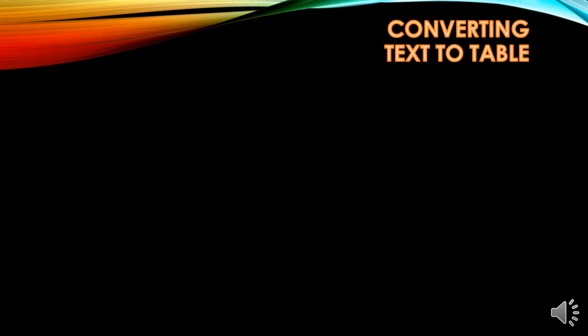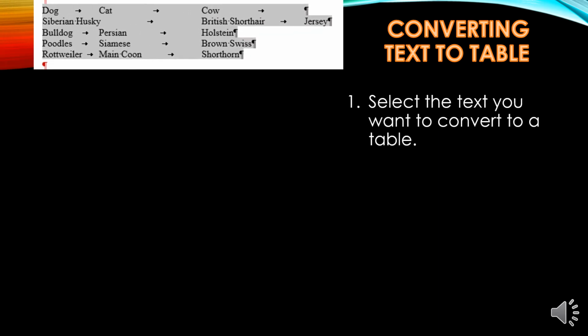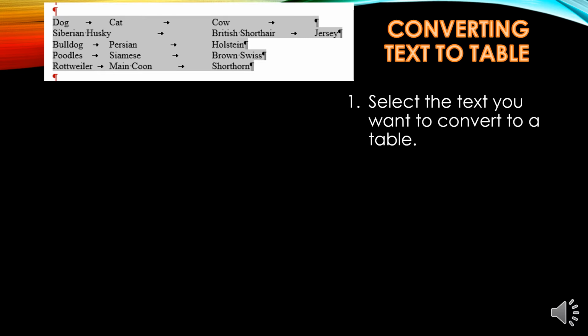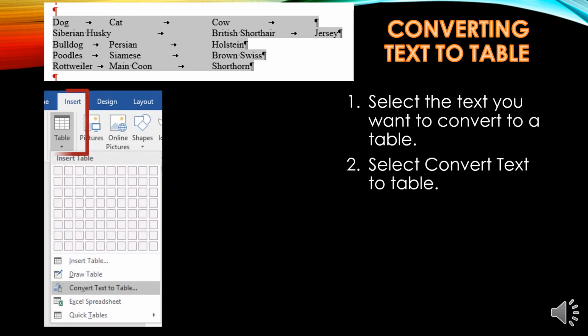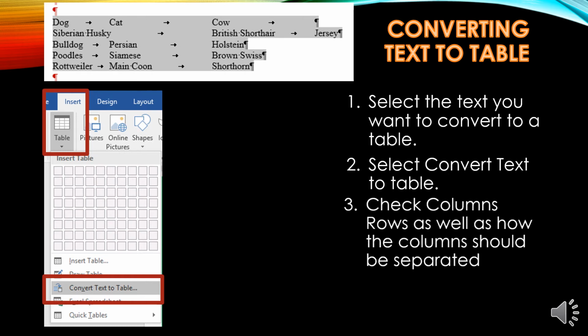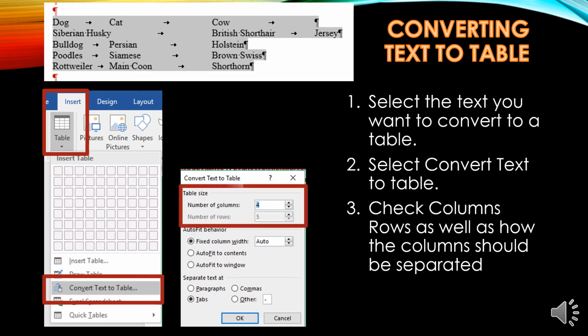Converting text to table. When you have a series of text that you want to put into a table, select the text you want to convert to a table. Select Convert to Table. Make sure you do not select Insert Table, but Convert Text to Table. Check columns, rows, as well as how the columns should be separated. So in this case, the number of columns we want is 4, and then we want them separated by tab. Actually, it's by 3. Then click OK.